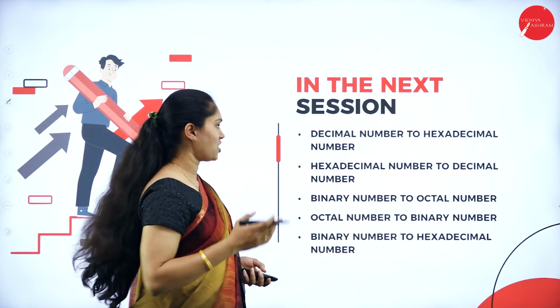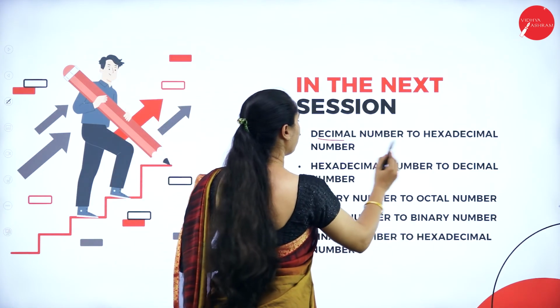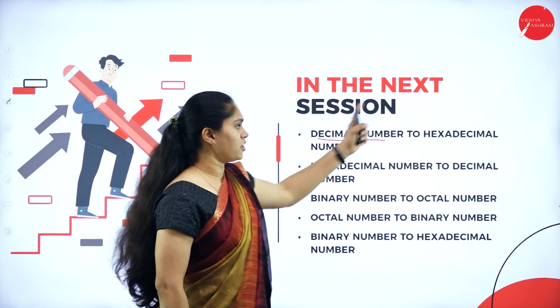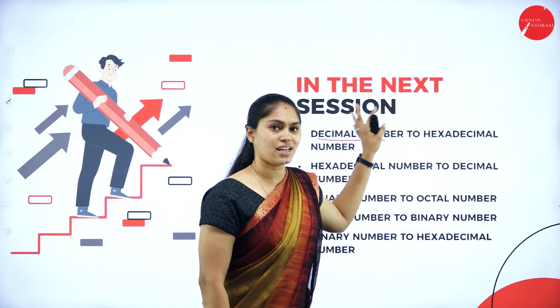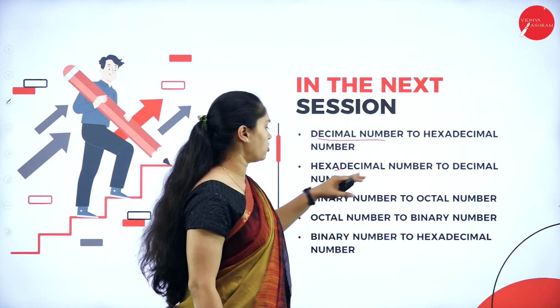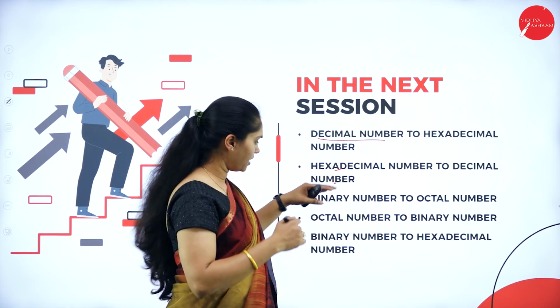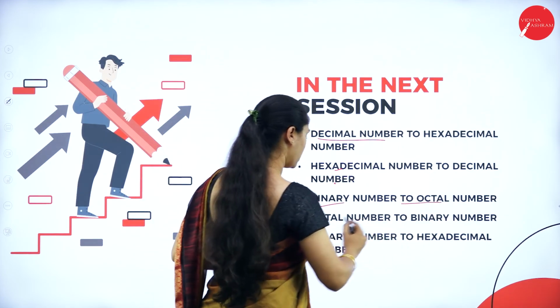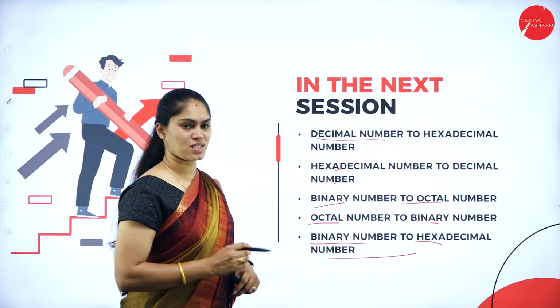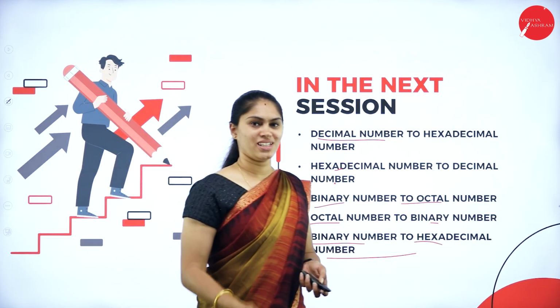In my coming session, we're going to see how we convert from decimal to hexadecimal. Now you can predict. Fine. Decimal to hexadecimal in the sense of dividing a given decimal number by 16, and vice versa, hexadecimal to decimal, then multiplying by 16. Binary to octal, octal to binary, then binary to hexadecimal. This is the conversion we're going to do in the next session.